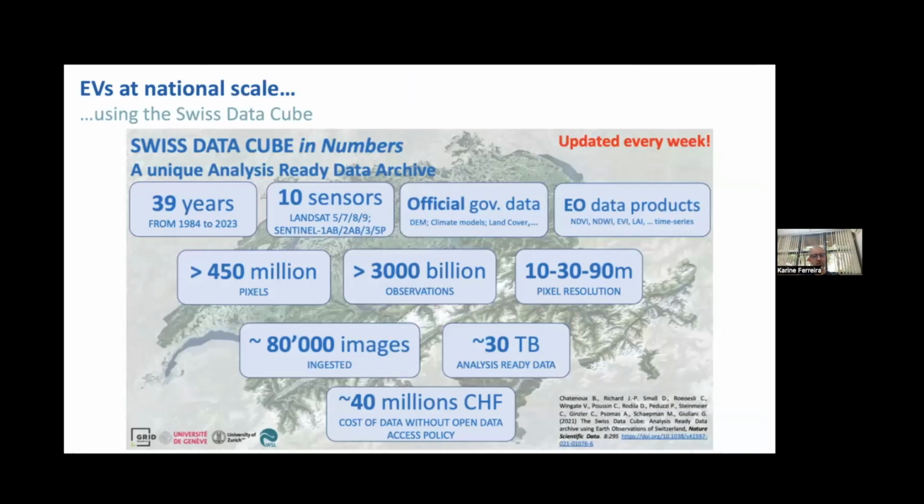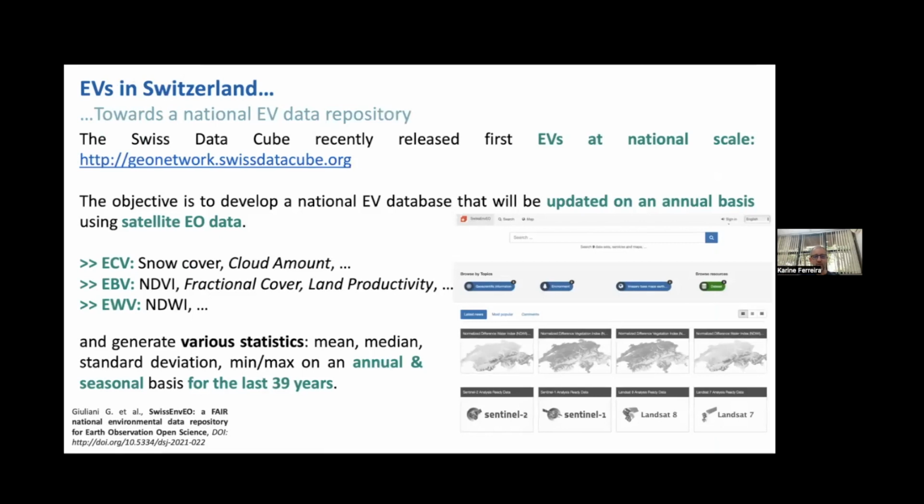But what we have done also at the national scale, we tried to assess the use of the data cube technology to see how the data cube can support the generation of essential variables at the national scale. So in our case, we tested the Swiss data cube, and we generated these national data repositories, so this Swiss NVO database that I was mentioning last week. So we generated the first generation of products related to essential variables.